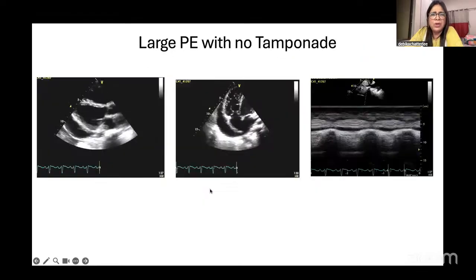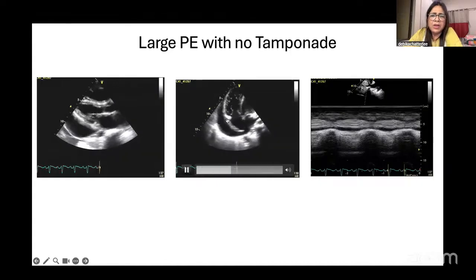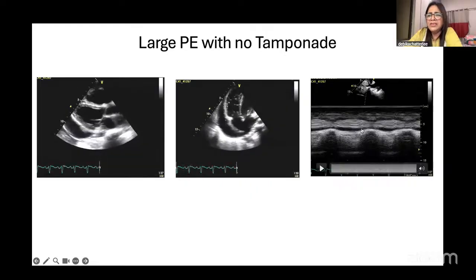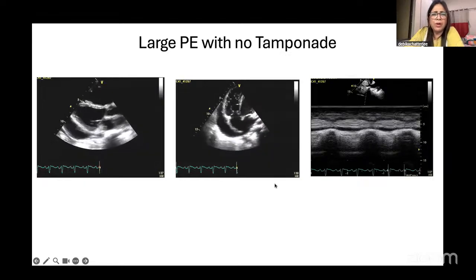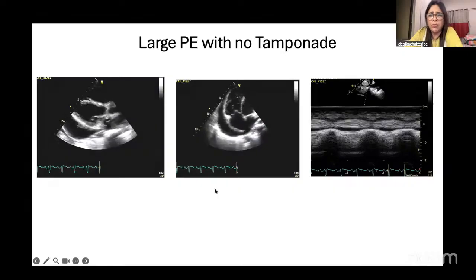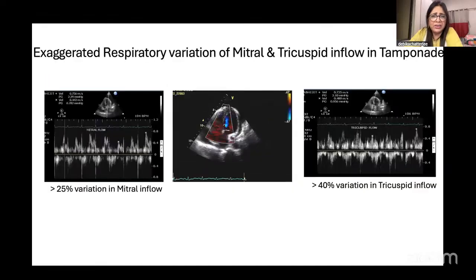So see, in the last patient, I have shown you a large effusion with tamponade, but look at this patient. Though there is a large effusion, look here, the RA is not collapsing, the RV is not collapsing. Look at the parasternal long axis, there is no collapse, though there is a large effusion. And look at the IVC, the size is normal and it's collapsing more than 50% during inspiration. So you have to look for the RA collapse, and very, very importantly, RV diastolic collapse, and also the IVC sign for finding the tamponade.